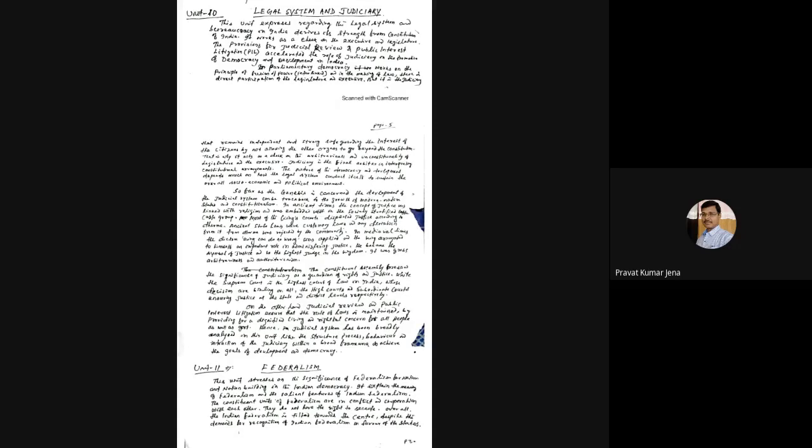Public interest litigation has accelerated the role of judiciary in the promotion of democracy and development.